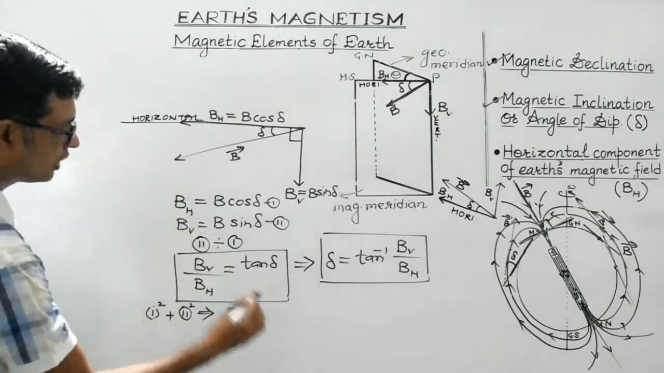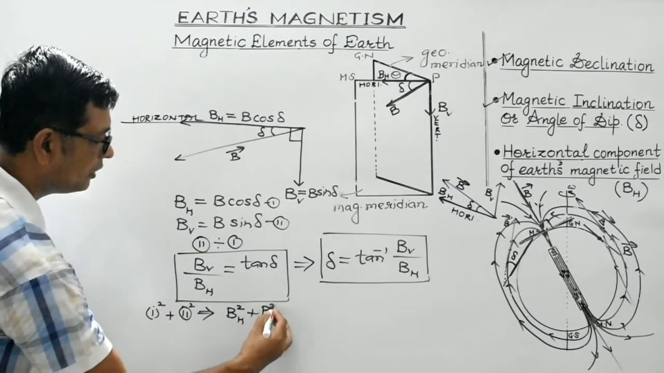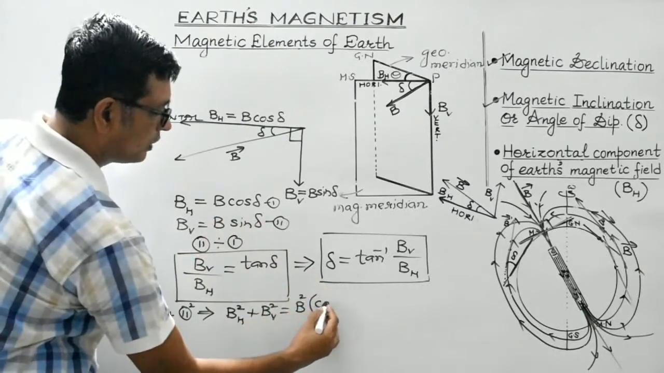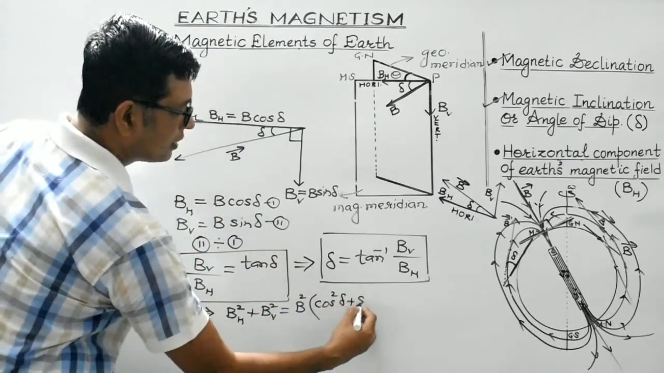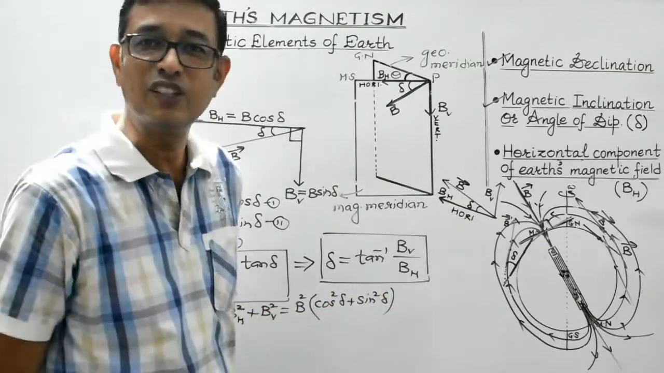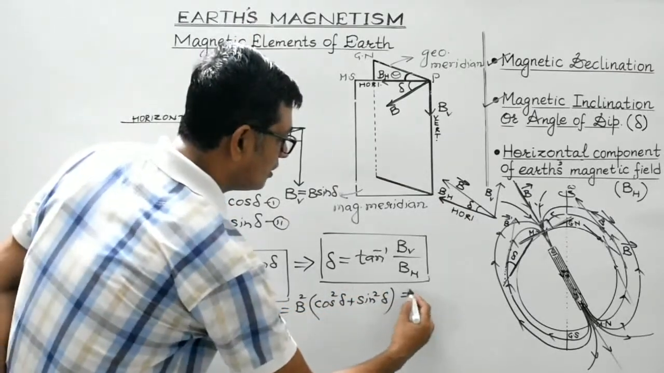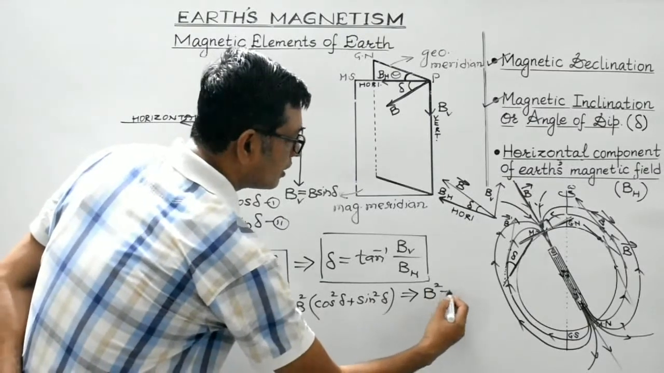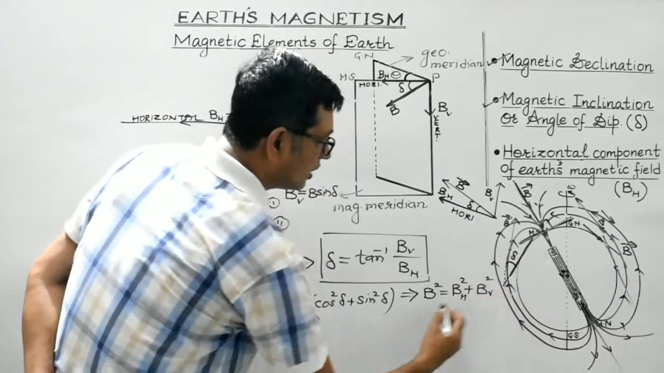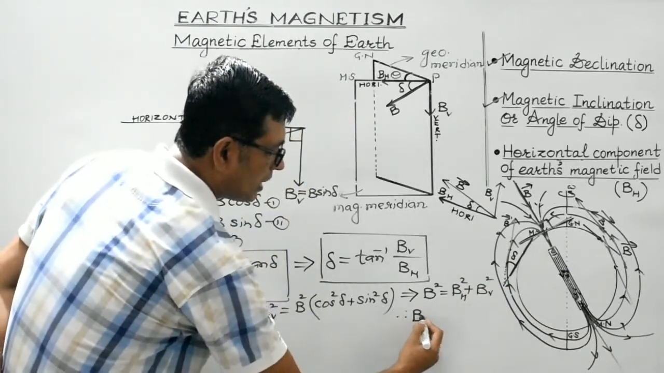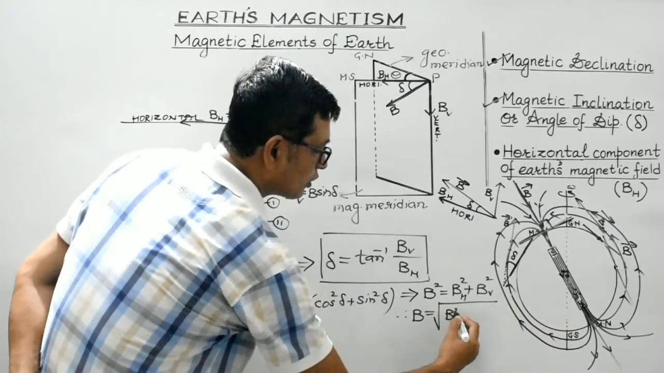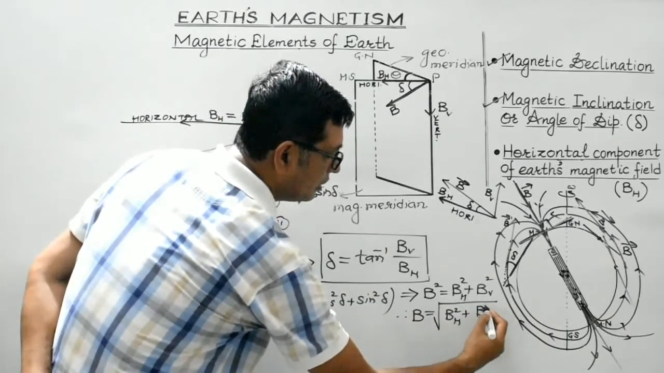So, BH square plus BV square is equal to B square, which can be taken as common. Over here, it will be cos square del plus sin square del. Obviously, cos square del plus sin square del is 1. So, we are left with B square equal to BH square plus BV square. Therefore, Earth's total magnetic field in magnitude is given by the square root of BH square plus BV square.